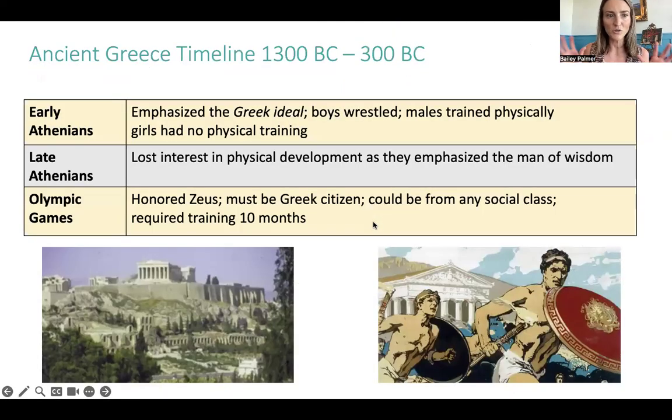All right, now we're into the Athenian era. Okay, so we'll look back at the timeline. We're kind of starting back. So we have to go back a little bit because this took place at the same time as the Sparta. So we had Sparta, and then we had Athens. So back to about 1300 BC, we had different time periods. We have the early Athenians and the late Athenians, and then we'll discuss the Olympic Games. This just gives you brief little tidbits of each one that you can look at.